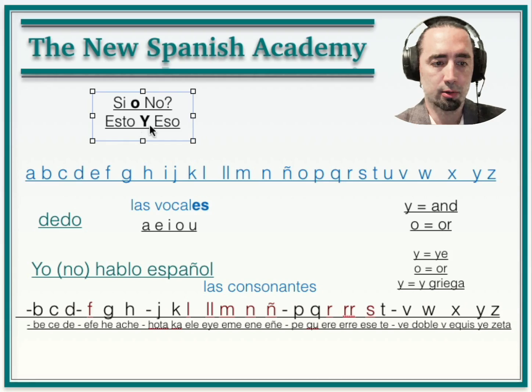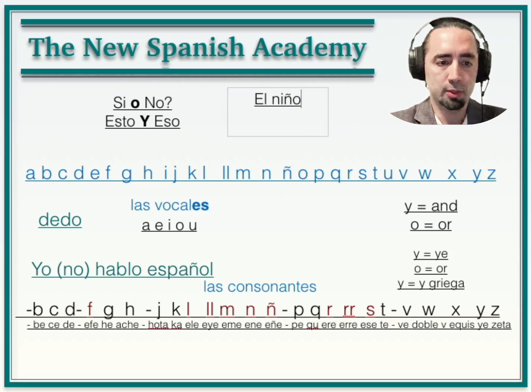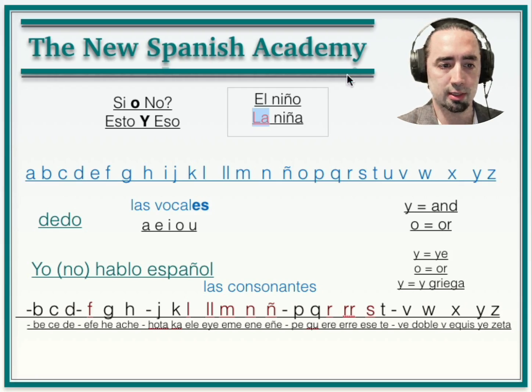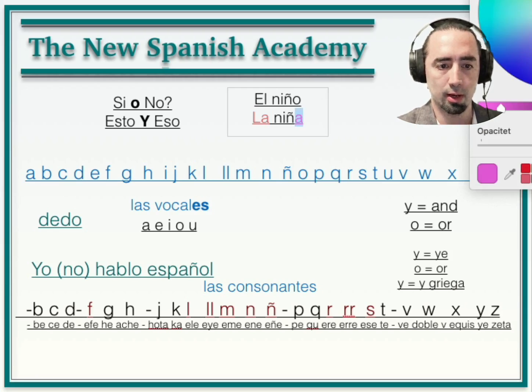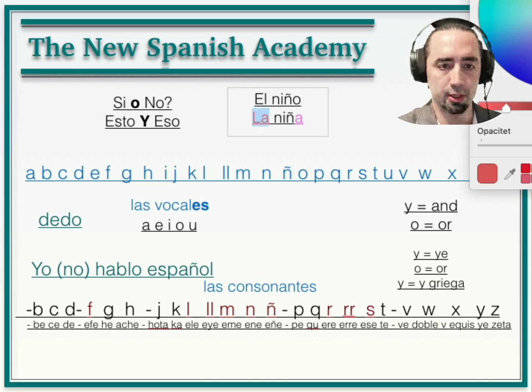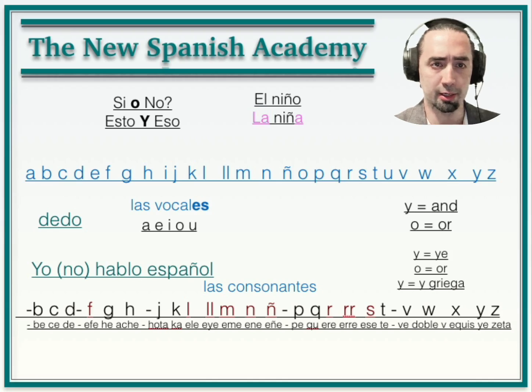Alright, now look at this. So we're gonna say el niño, which means the boy, and la niña, which means the girl. El niño, la niña. Alright, now let's change colors. And we write like this, la niña, because it finishes with an A. Alright, like this, la niña. Very good, la niña. Okay, el niño, la niña.